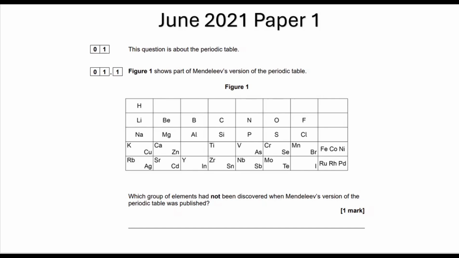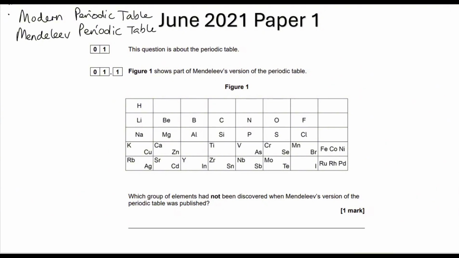Okay, let's have a look at some exam questions now on the periodic table. Make sure you looked at the modern periodic table lesson and Mendeleev's periodic table lesson to be able to answer these questions with me. Make sure you look at both of these lessons first before you come and do these questions together.